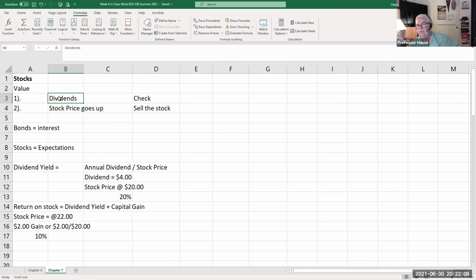We get a check for dividends on a quarterly or yearly basis, and we have to sell the stock to get the appreciation value of the stock. If we don't sell the stock, we don't get anything. All we get is dividends, is cash. We have to sell the stock to get our money.